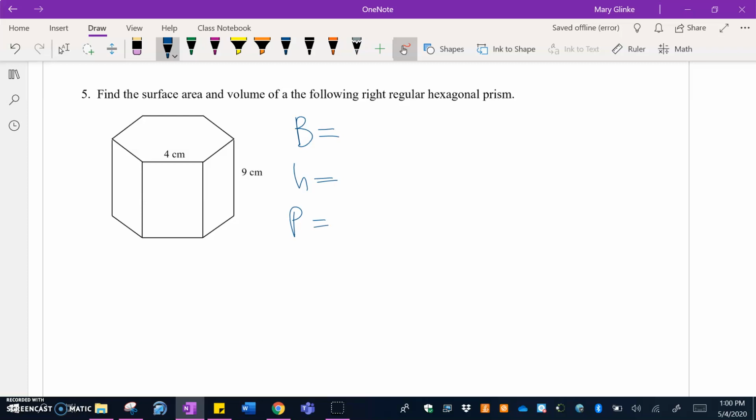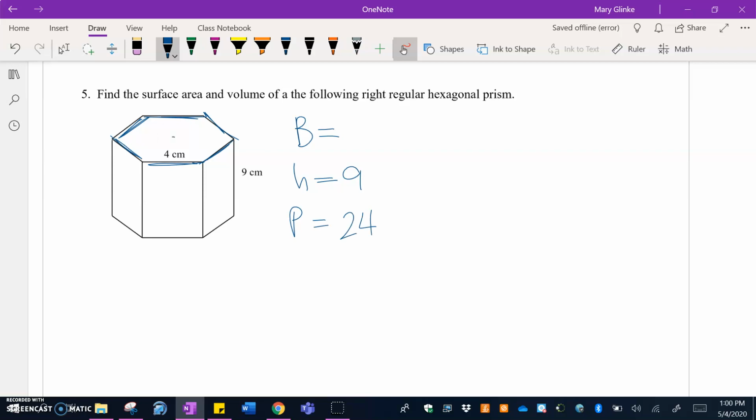The height of the prism is going to be 9 because that's the distance between the bases. The perimeter around the base, this is a right regular hexagonal prism. So the base here is a hexagon. All 6 of those sides are congruent because it's regular, which makes my perimeter then 24.